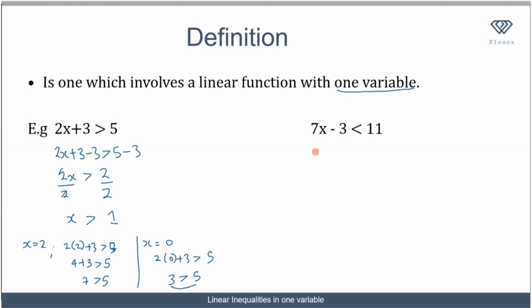Here we have 7x minus 3 is less than 11. So I can add 3 to both sides, or I can bring the minus 3 here, anyway I want to go through it. So this should give me 7x is less than 11 plus 3. So I have 7x is less than 14. And if I divide both sides by 7, I have x is less than 2. So what does this mean? It means for all values for which x is less than 2, that is x is not up to 2, this inequality expression is satisfied.